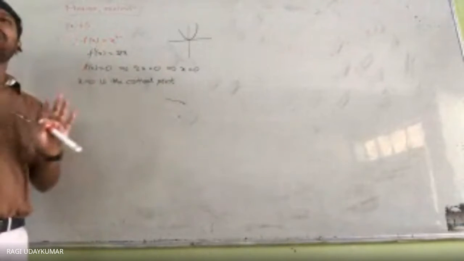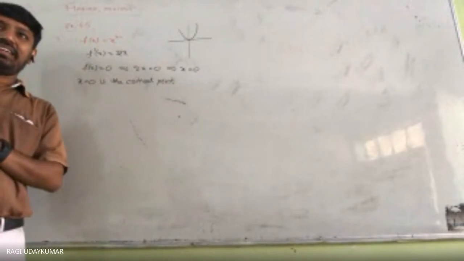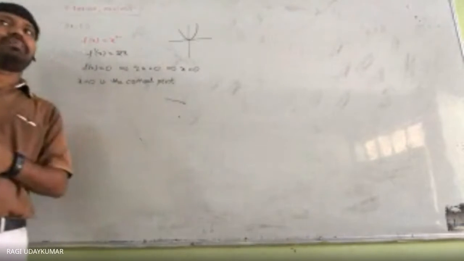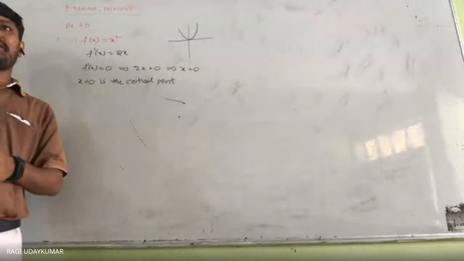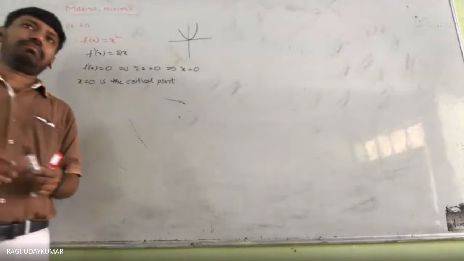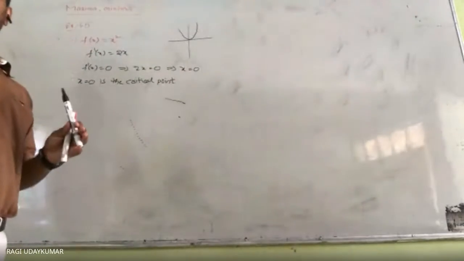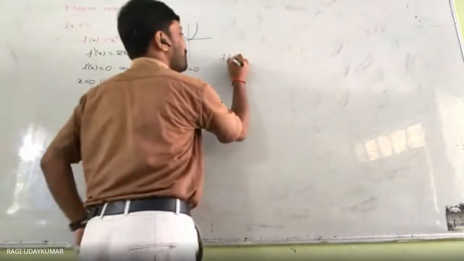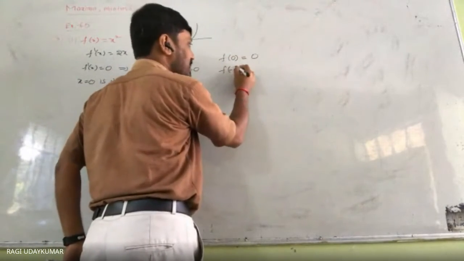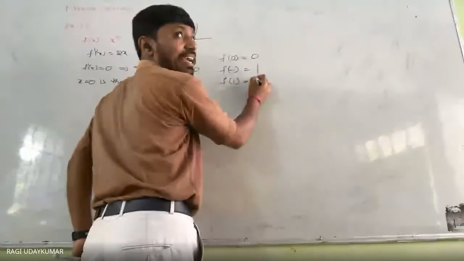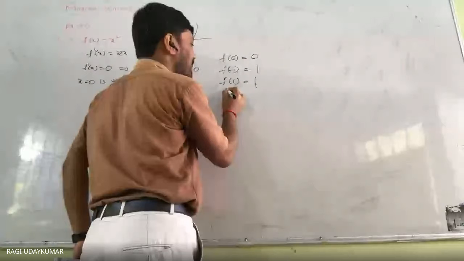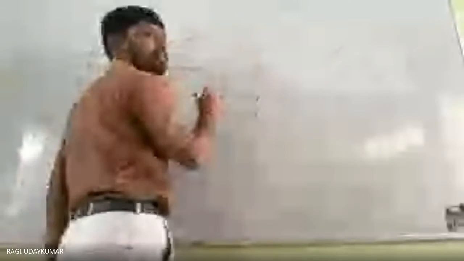When it is a critical point, this point possibly may be the local maxima or local minima. You can easily tell whether 0 is a local maxima or local minima. Use common sense. f of 0 is 0. f of -1 is 1. f of +1 is 1. f of 2 is 4. f of -2 is 4. In all these, what is the minimum value? So this point is called local minima.